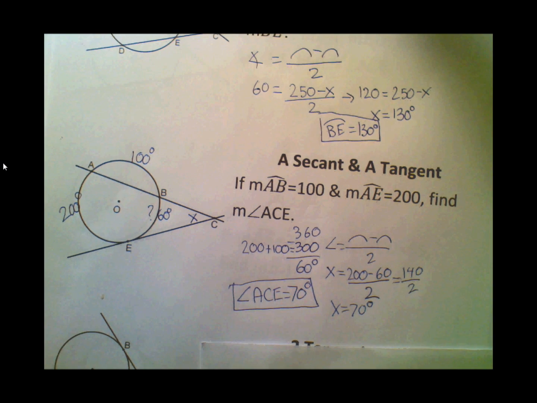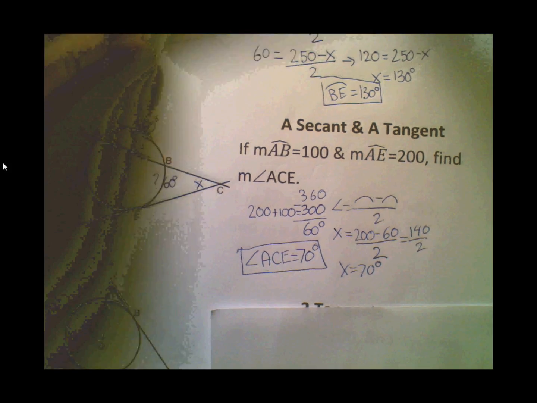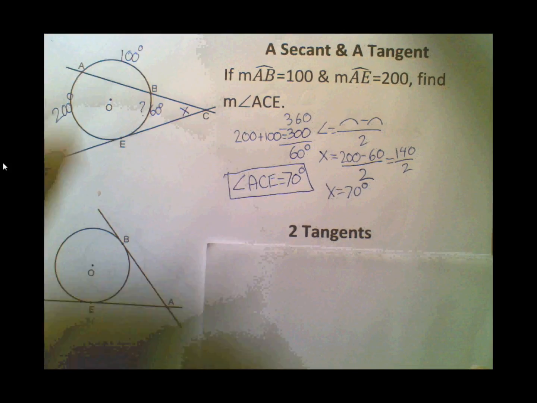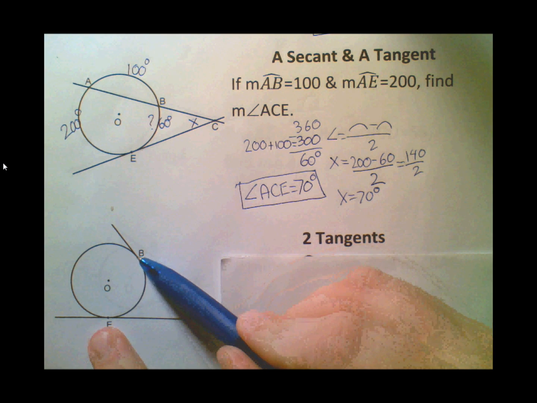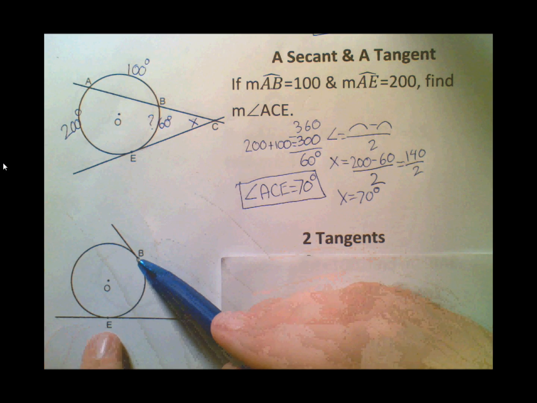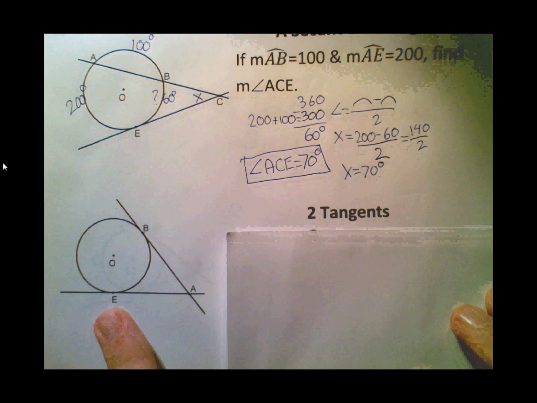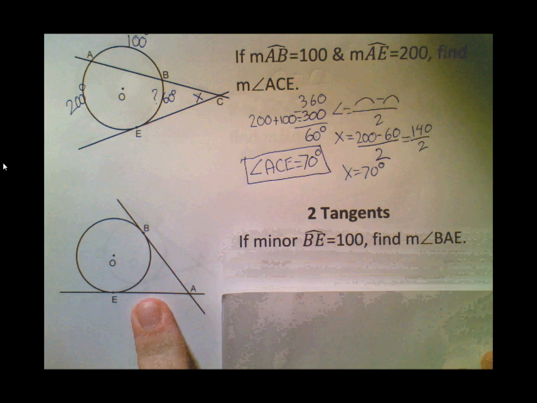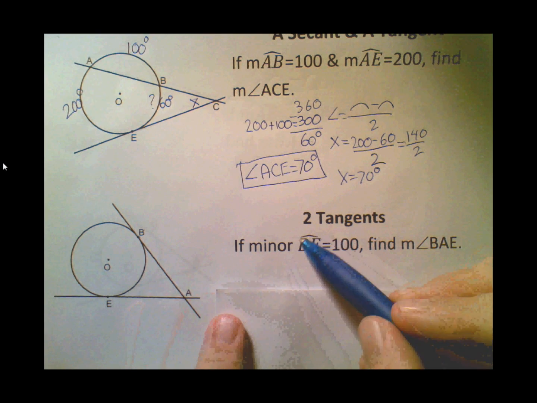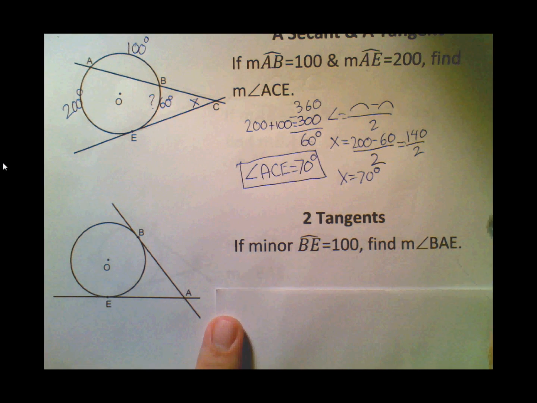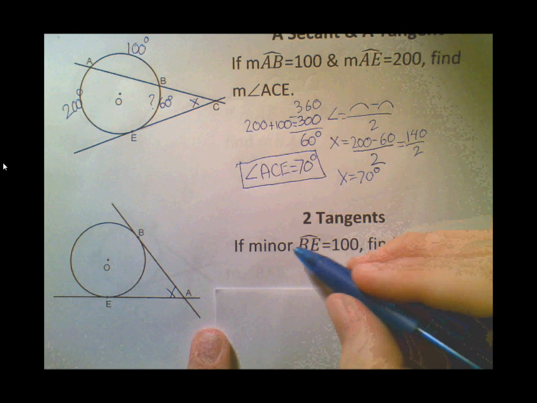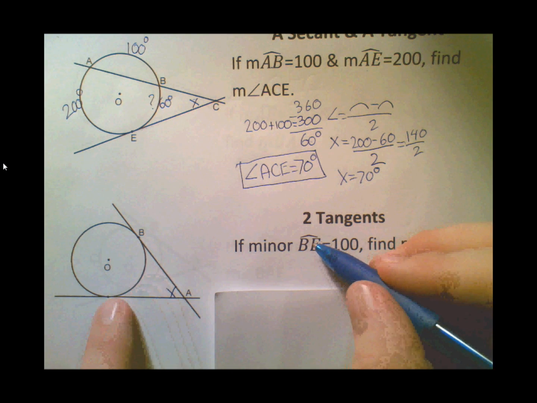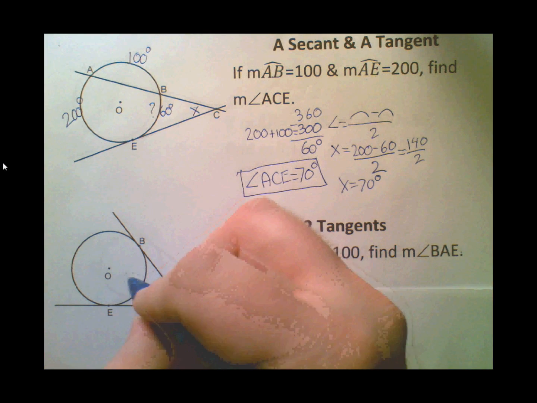Now, let's take a look at the last different type that you will see. It's called two tangents. And this one gets a little confusing. Now, the thing with the tangents is that when you have two tangents, it means touching the circle at 2 points. Now, that basically only creates two different types of arcs. So, let's look at the example. Now, if minor arc BE is equal to 100, find the measure of angle BAE. I'm looking for angle BAE. I know that the minor arc, BE, and if you remember correctly, the minor means that it's the smaller of the two. So I'm going to put the one over here as 100.